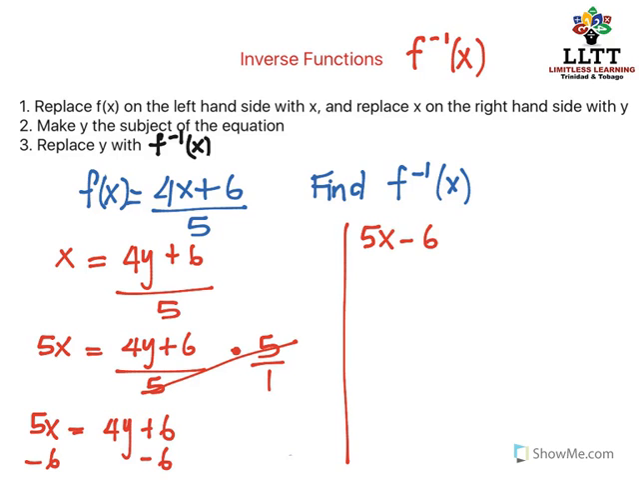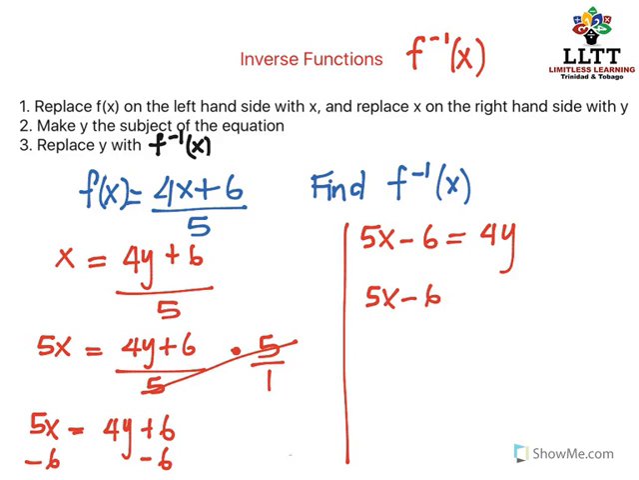And on my left-hand side, I will have 5x minus 6. On my right-hand side, I will have 4y minus 6 plus 6 is 0. So that's 4y plus 0. And anything plus 0 is just itself. So that's 4y on my right-hand side. And on my right-hand side, I have 4 times y.